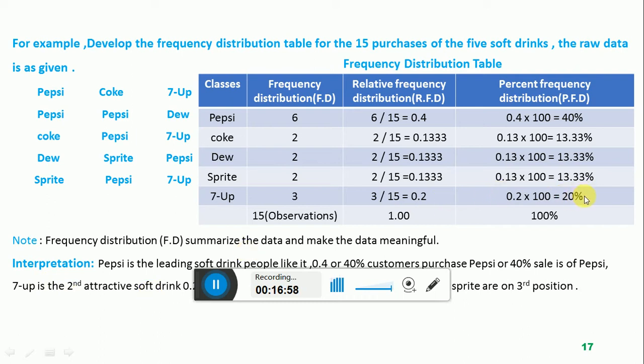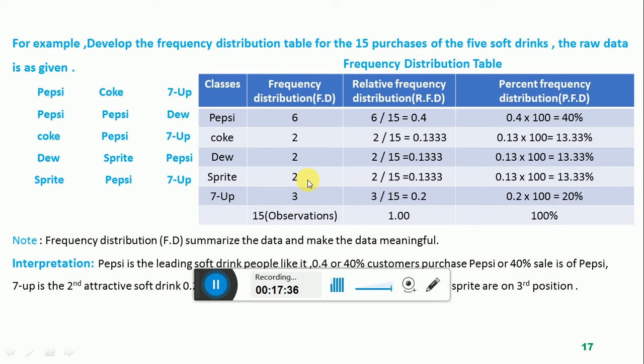20% of the sale is of 7-Up, so this is the second attractive soft drink, and this is the second company which covers a major portion of the market. And similarly, Coke, Dew and Sprite are in the third position. They are individually capturing 13.33% market share. So this is the interpretation of the frequency distribution table.